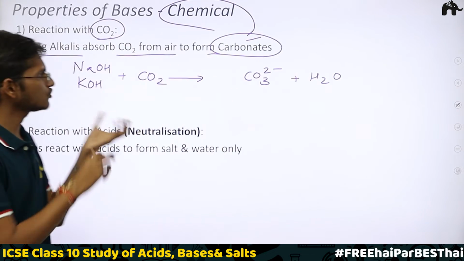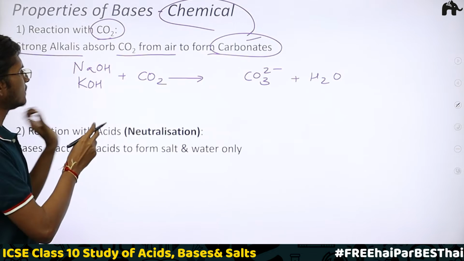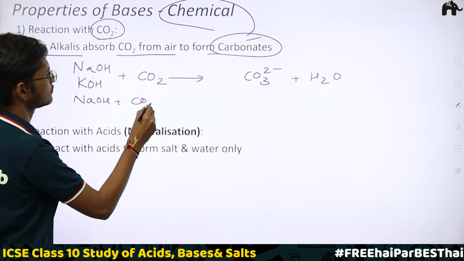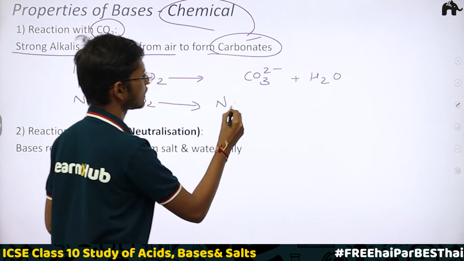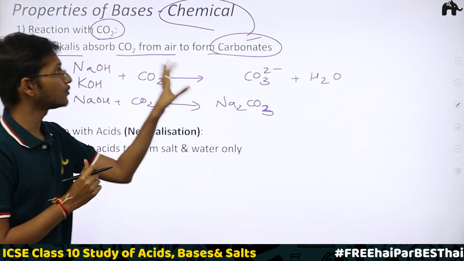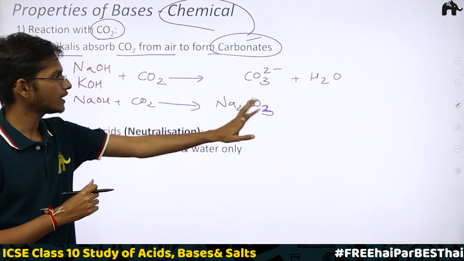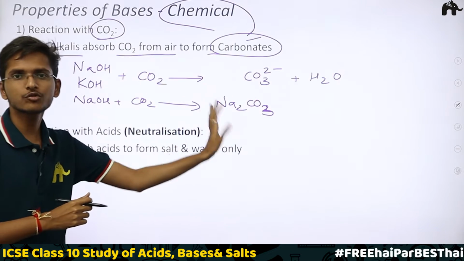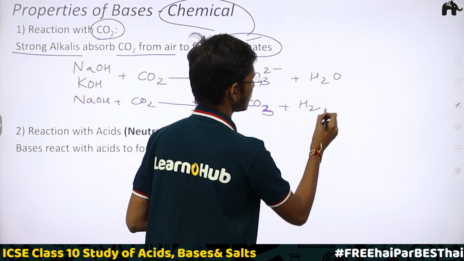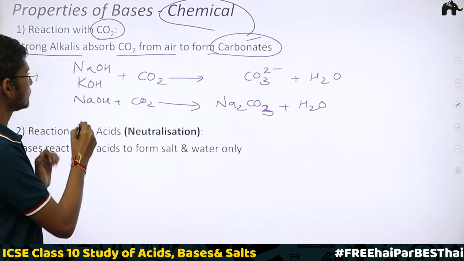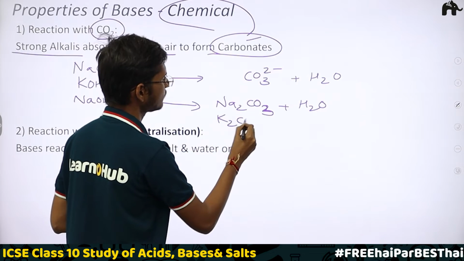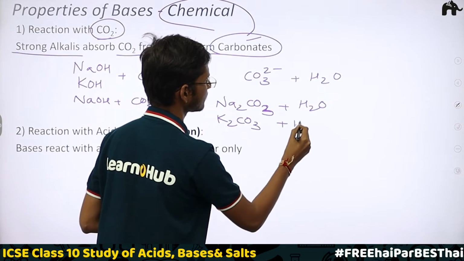Okay, so let's write the reaction. Very simple. NaOH plus CO2 would give me carbonate of sodium, right? Carbonate, so CO3 should be there. I know carbonate of sodium is sodium carbonate, Na2CO3. I wrote it down very simply. And water. Same goes with KOH. You can try. The product in case of KOH would be K2CO3, so potassium carbonate and water.